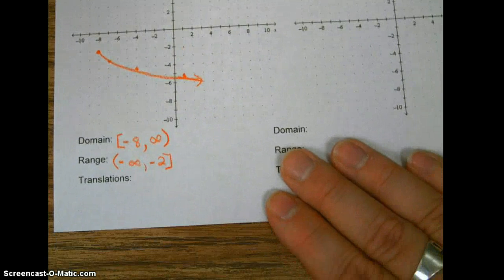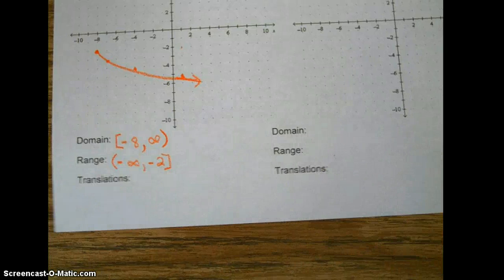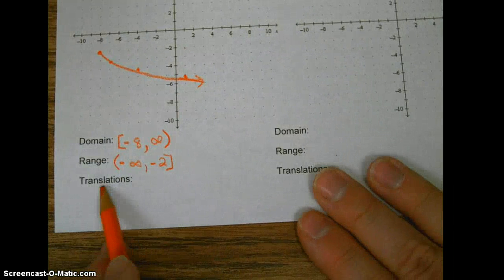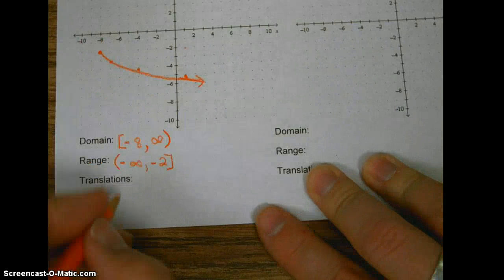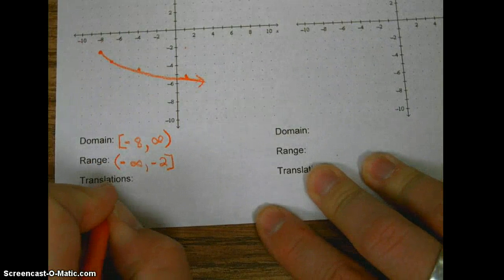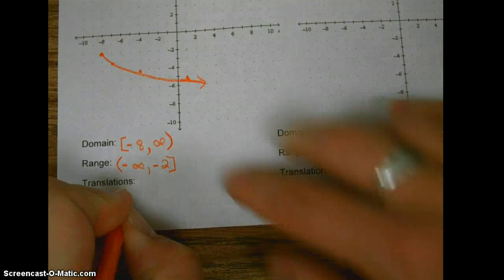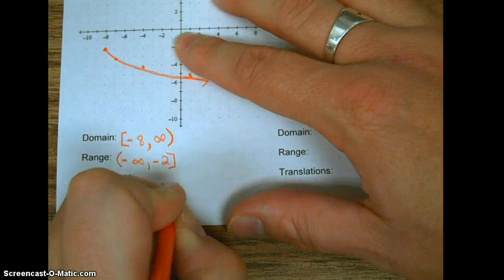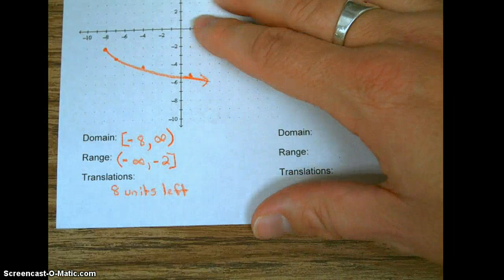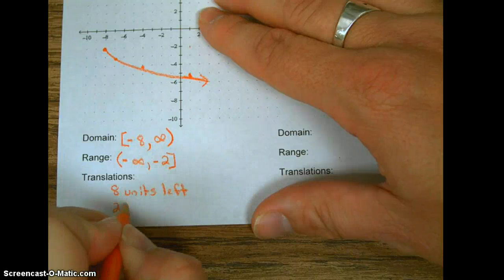All right, translations. Well, obviously there's two translations. It moved 8 units to the left, 8 units left. Okay, and 2 units down.